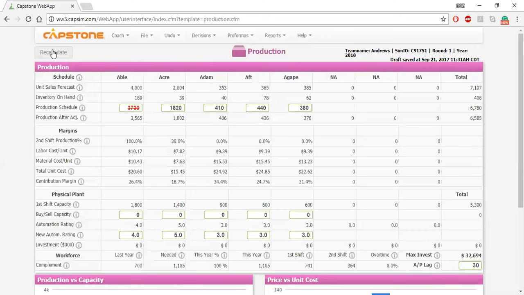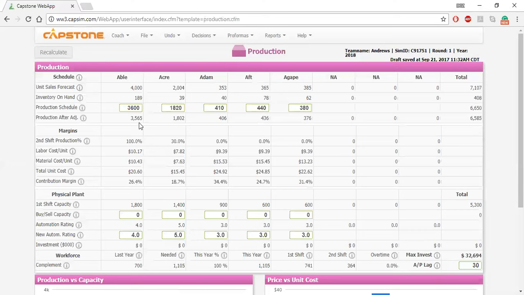We have another problem. We see that our production schedule is red and it has a line through it. Why is that? Well, we can only produce our first shift capacity plus run a second shift. So the maximum we can produce for this product is 3.6 million, which is a good point to address. We can produce our first shift, we can also run a second shift, so we can actually produce twice our first shift capacity. So the maximum we can produce this year is 3,600, after adjustment, 3,565.